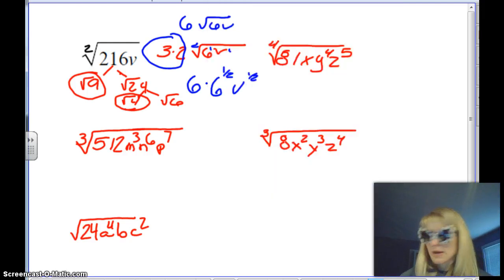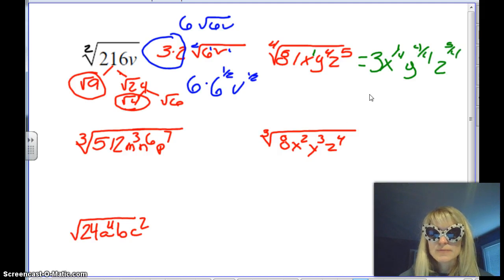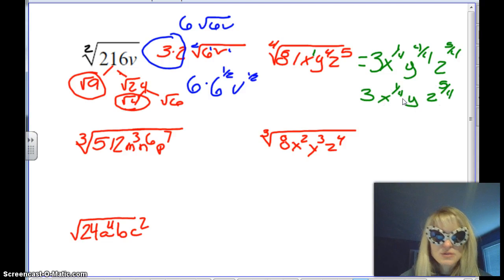So I can go ahead and write that as 3. And then this is to the 1 power, so that's going to be x to the 1/4, y to the 4 over 4, and z to the 5 over 4. And I can simplify this one. So I'll have 3x to the 1/4, y, z to the 5/4. And that's how I simplify this using fractions.